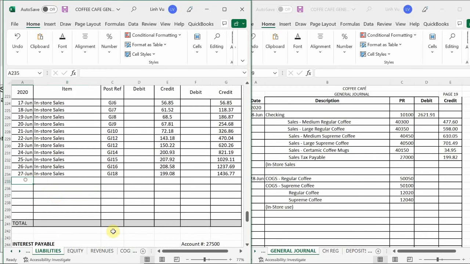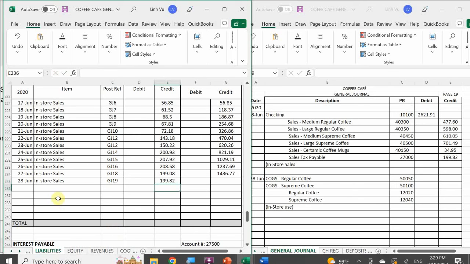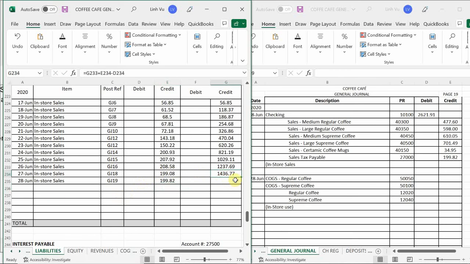And then we go to the liability for sales tax payable, which is 199.82. And it's $1,636.59. Good. And that's the end of it. Yes. Okay.